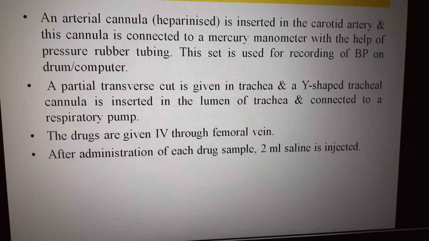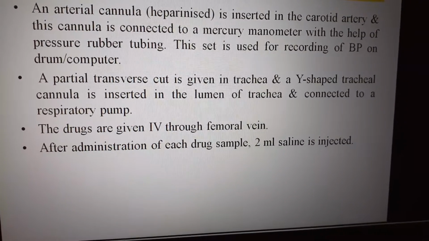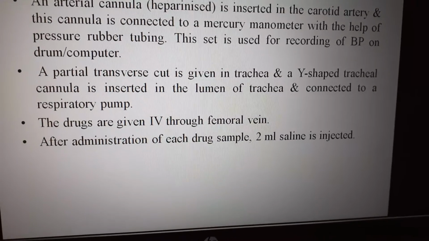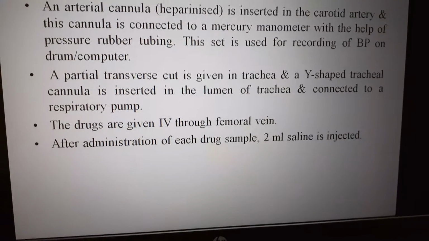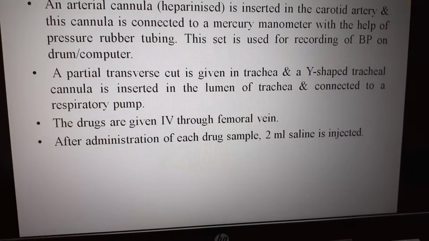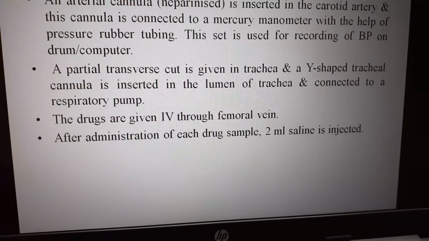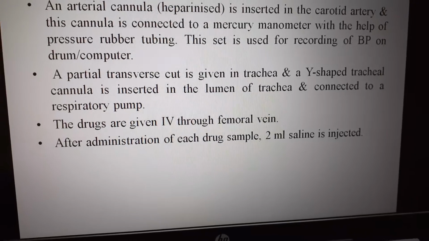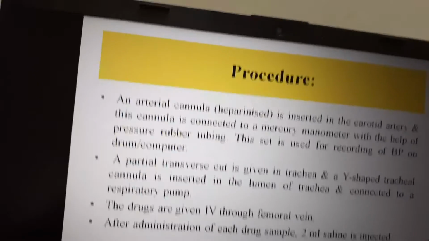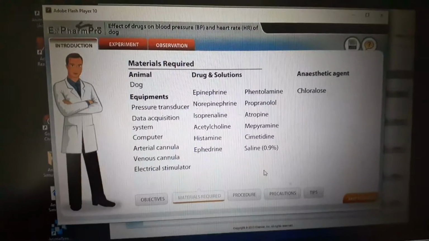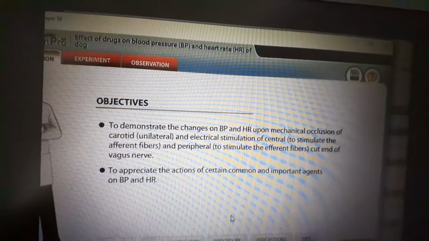A partial transverse cut is also given in the trachea, and a Y-shaped tracheal cannula is inserted in the lumen of the trachea and connected to the respiratory pump. So you have to remember that the drugs are given IV through the femoral vein. We record the blood pressure of the carotid artery or the contralateral femoral artery through the computer, and after administration of each drug sample, 2 ml of saline is injected, that is flushed each time. So this is the list of instruments or equipment required.